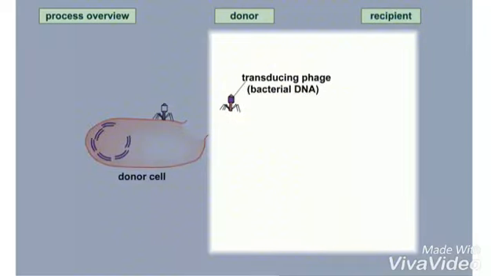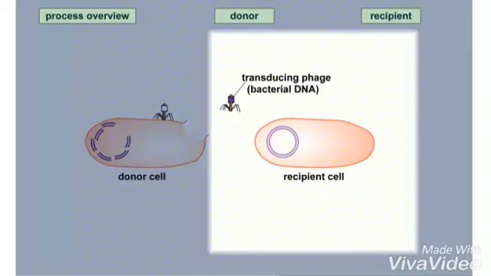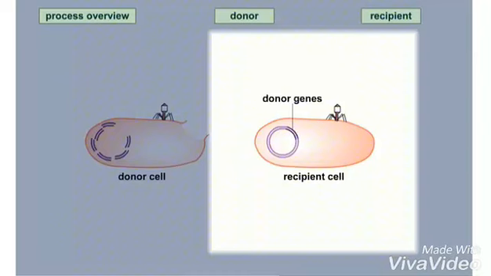When a transducing phage, composed of phage proteins and bacterial DNA, infects a new host, the phage injects the bacterial DNA into the new bacterial host. The infected bacteria sometimes incorporates this DNA into its own chromosome through recombination, resulting in the transfer of genes from the donor bacterium to the recipient bacterium.